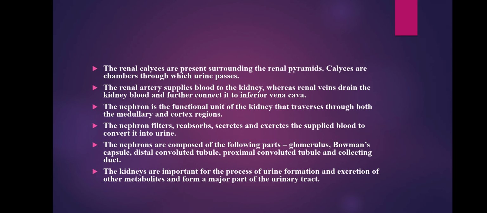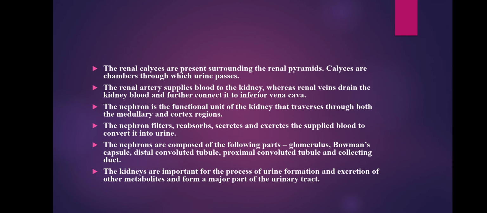The renal artery supplies blood to the kidney. The renal veins drain the kidney blood and further connect to the inferior vena cava. The nephron is the functional unit of the kidney that extends through both the medullary and cortex regions. The nephron filters, absorbs, secretes and excretes the supplied blood to convert it into urine.